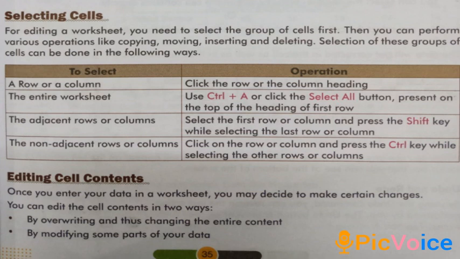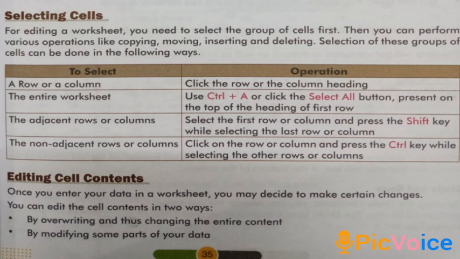When we want adjacent rows or columns, adjacent means making two columns or two rows close together. First we select a row or column and press the Shift key while selecting the last row or column. When we want non-adjacent rows or columns, click on the row or column and press the Ctrl key while selecting the other rows or columns.